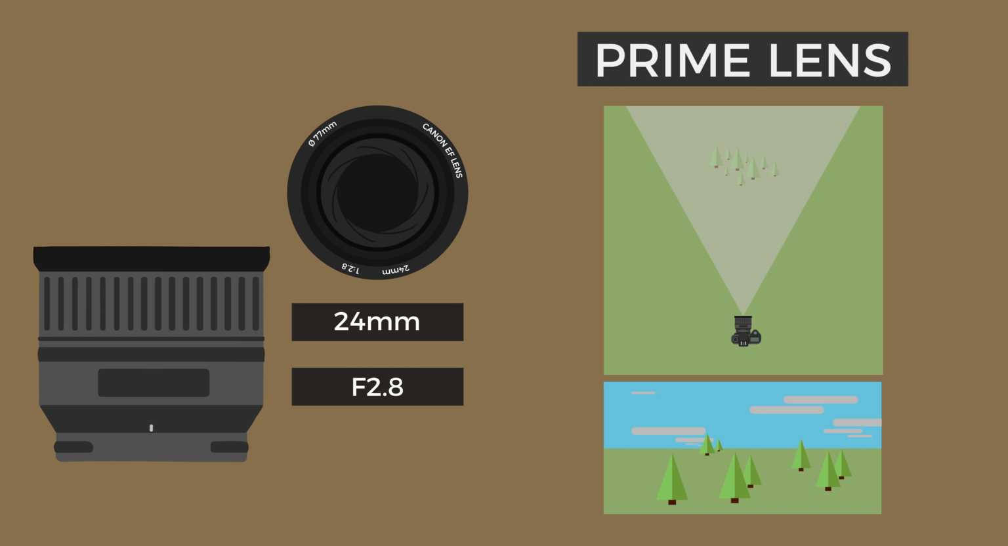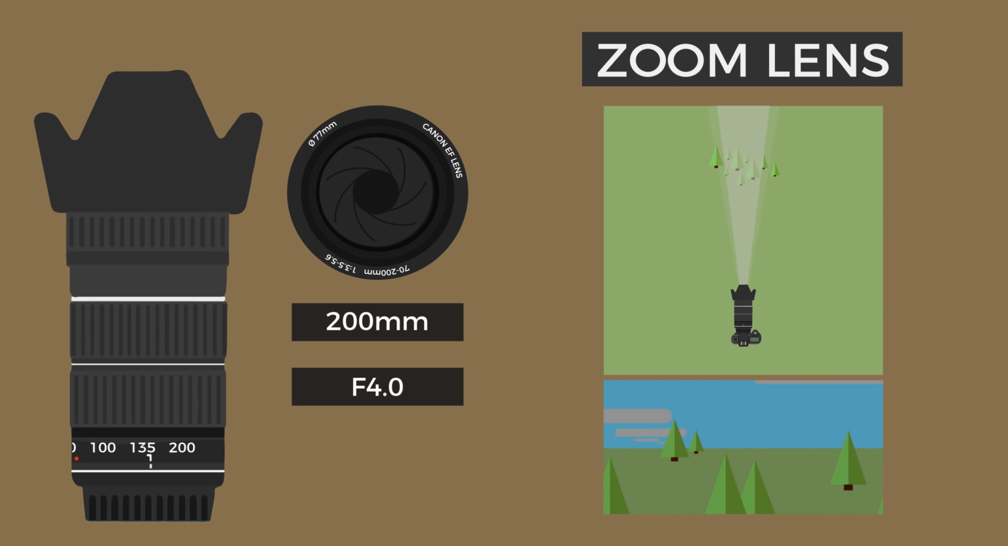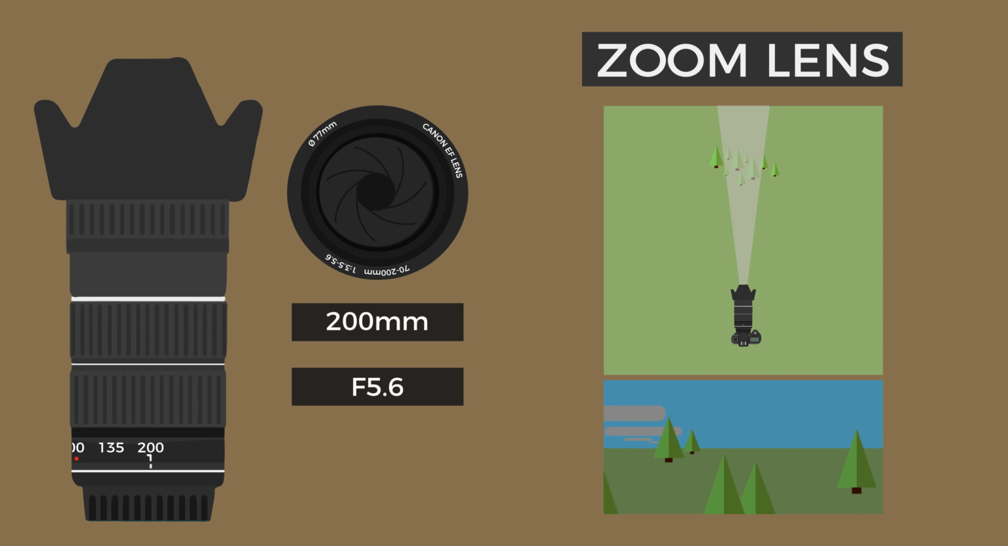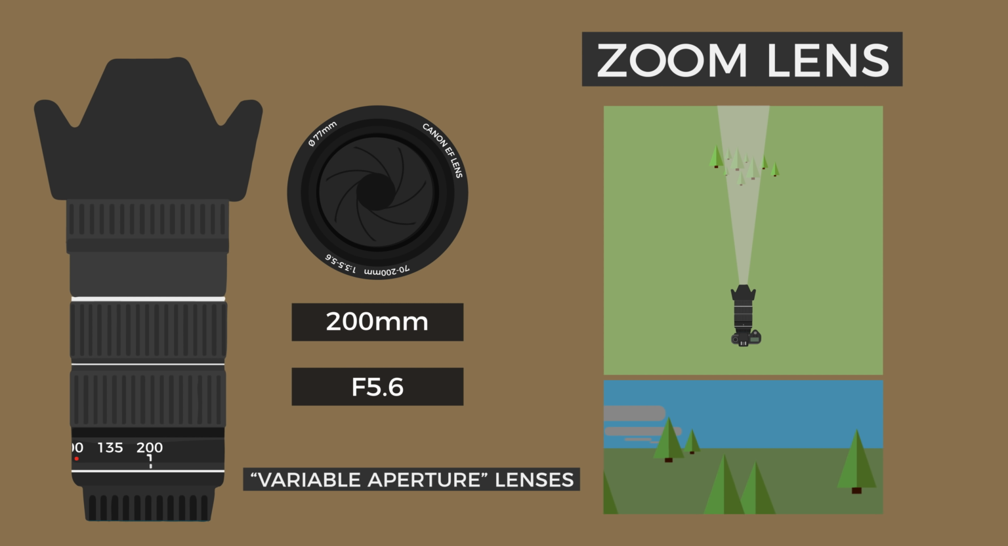Prime lenses have a fixed focal length, meaning they cannot zoom without physically moving closer or further away from the subject. Zoom lenses give you the flexibility to zoom in or out of an object while remaining stationary. While prime lenses will have a fixed maximum aperture, the maximum aperture of a zoom lens will often get smaller as the focal length increases. These lenses are called variable aperture lenses. This is important because for a zoom lens with a focal length of 70 to 200 millimeters, the aperture may increase from f3.5 to f5.6, decreasing the amount of light entering the camera.